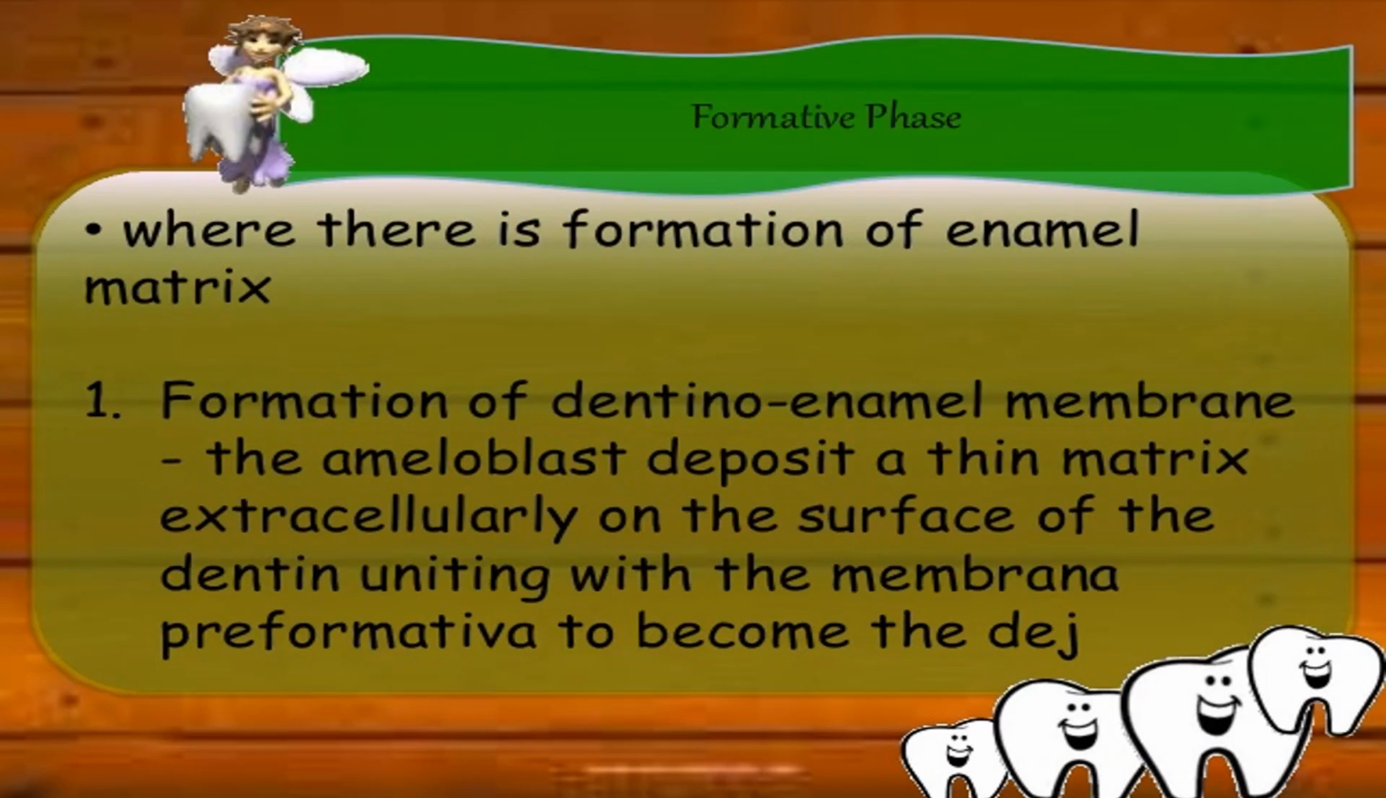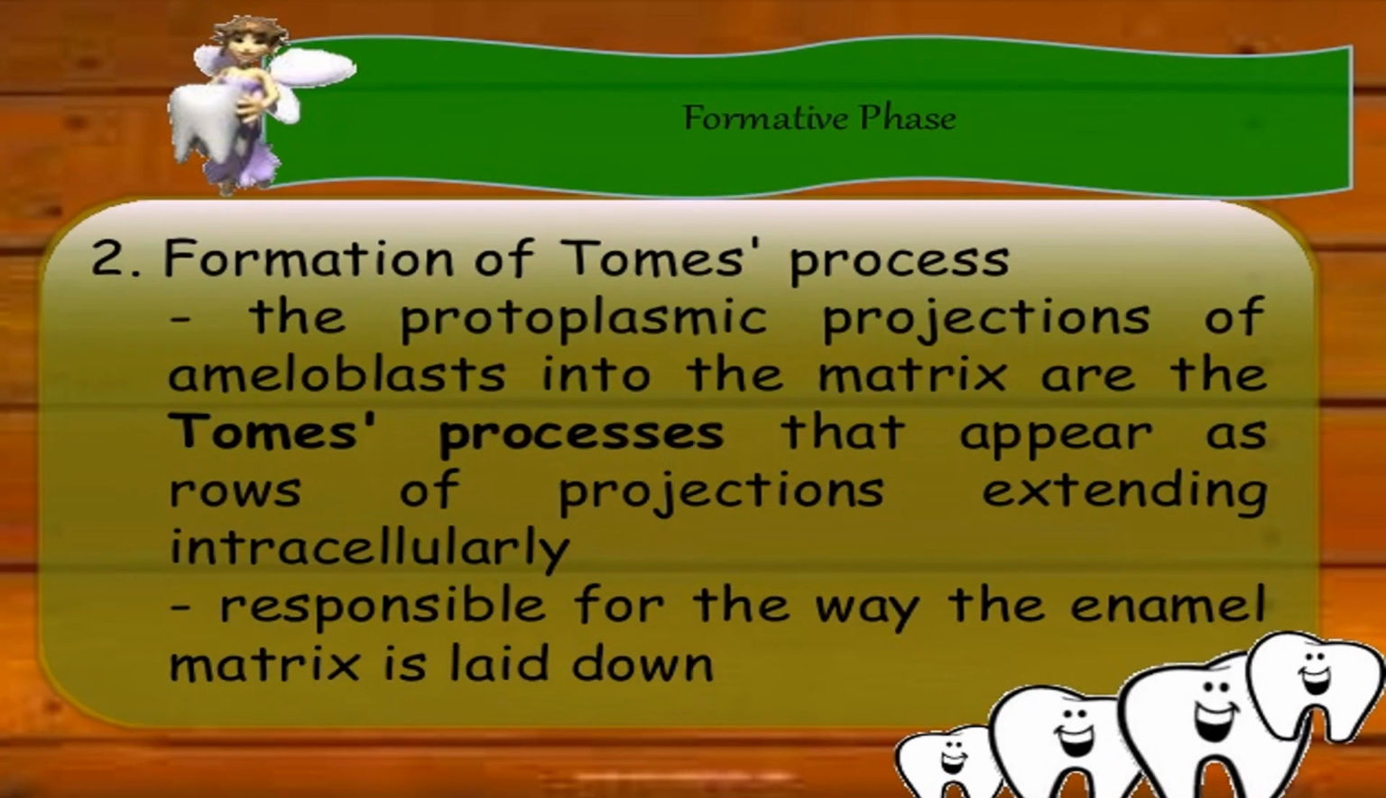Formative phase, where there is a formation of enamel matrix. Formation of the dentine enamel membrane. The ameloblasts deposit a thin matrix extracellularly on the surface of the dentine, uniting with the membrana preformativa to become the dentine enamel junction. So this is the formative phase.